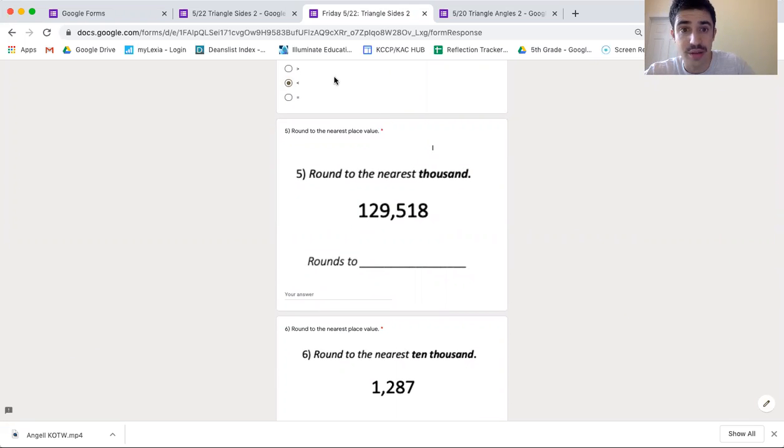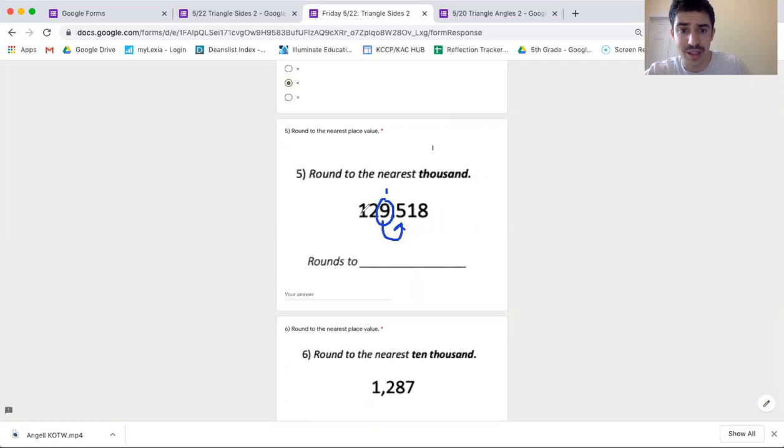129,518 rounded to the nearest 1,000. So I'm going to circle my digit in the thousands. That is 9. I'm going to draw an arrow to my friend next door. That's a 5. Is 5 greater than or less than 5? Well, it's equal to 5, so I round up. So I'm going to put a little 1 right here to remind myself I round up.